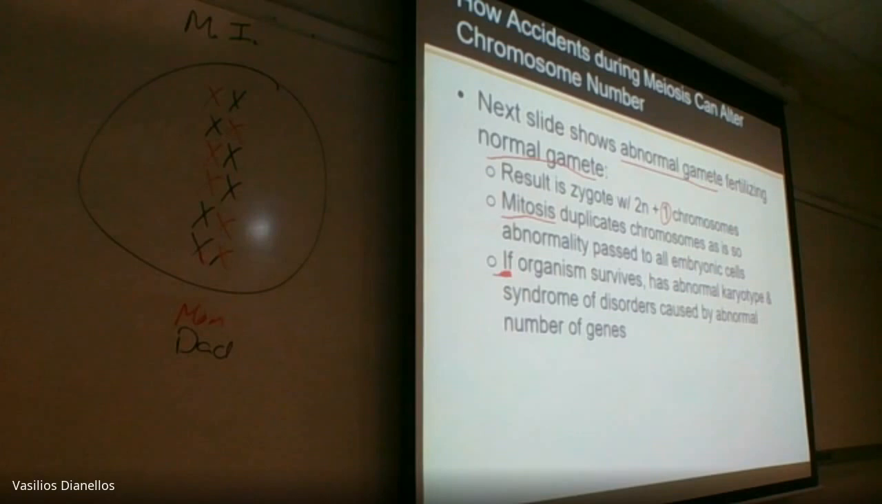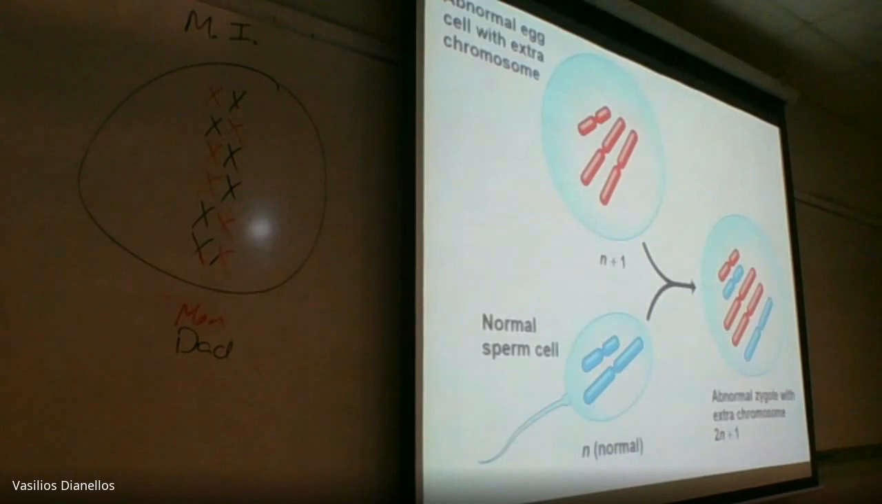And if you remember, a karyotype is just a picture that shows all the chromosomes. It can have syndromes or disorders that are caused by an abnormal number of genes. We'll talk about that in a second too. Here's a picture of what we're talking about. Here we have this abnormal egg. It has an extra chromosome with a normal sperm.